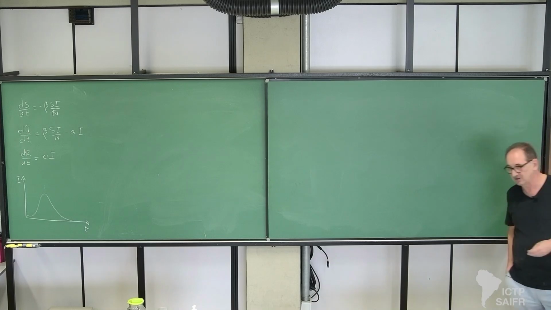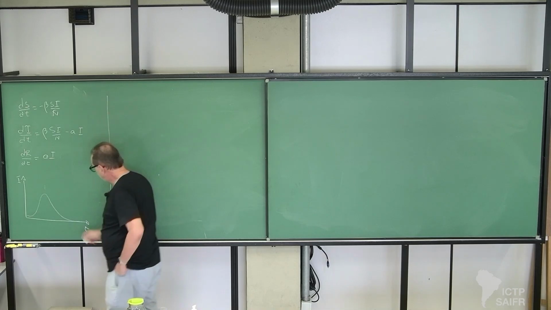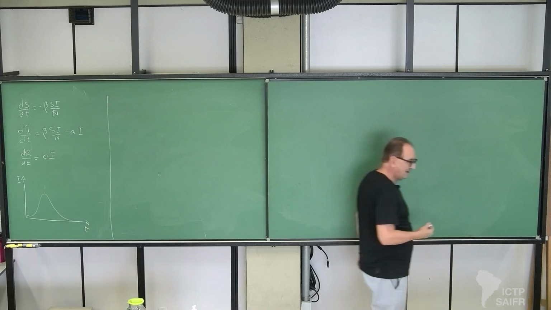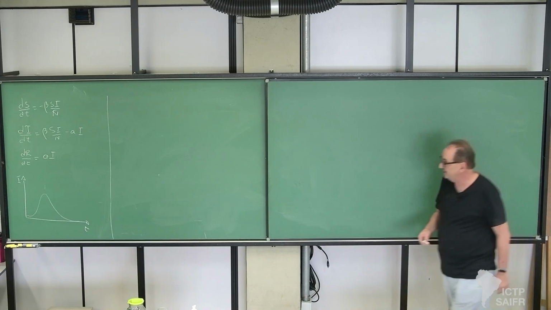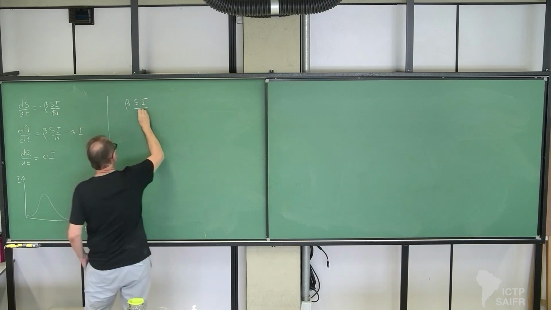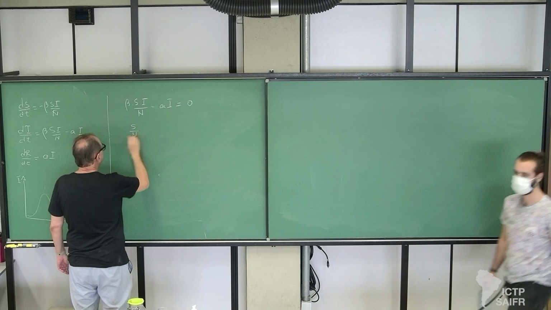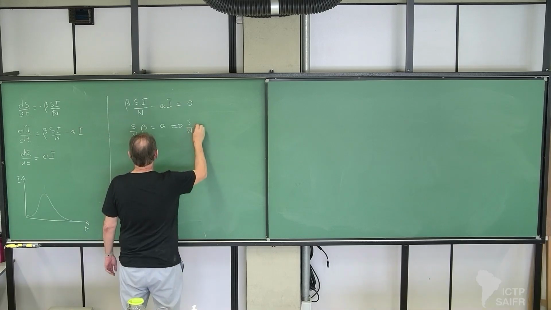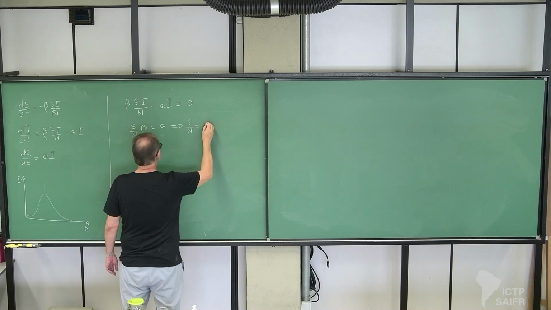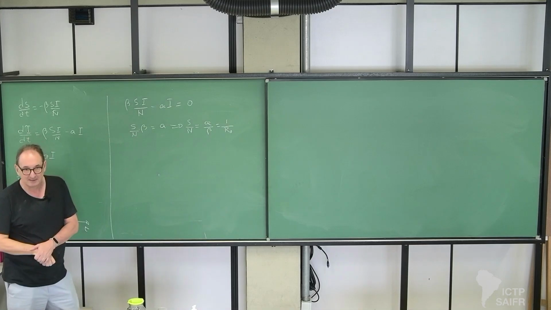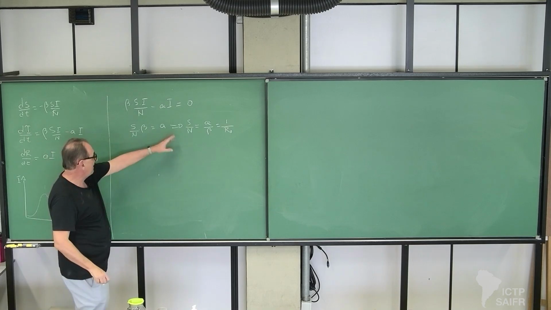So the peak is where the derivative of I with respect to time is zero. This means that I can take this second equation, beta times S times I over N minus A I, is equal to zero. Which will give you S over N times beta equal to A, which implies S over N is equal to A over beta, which happens to be 1 over R0. So the peak happens when the number of susceptibles has attained this value.